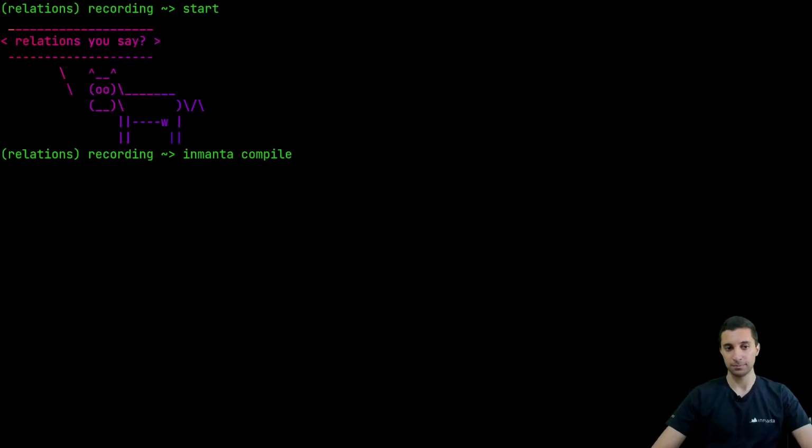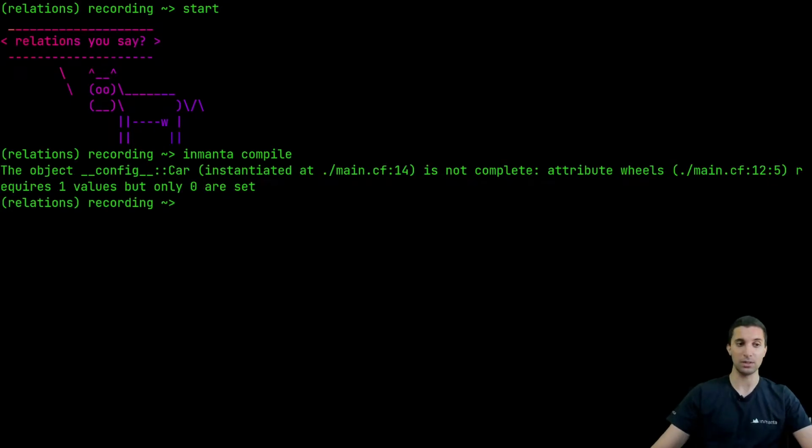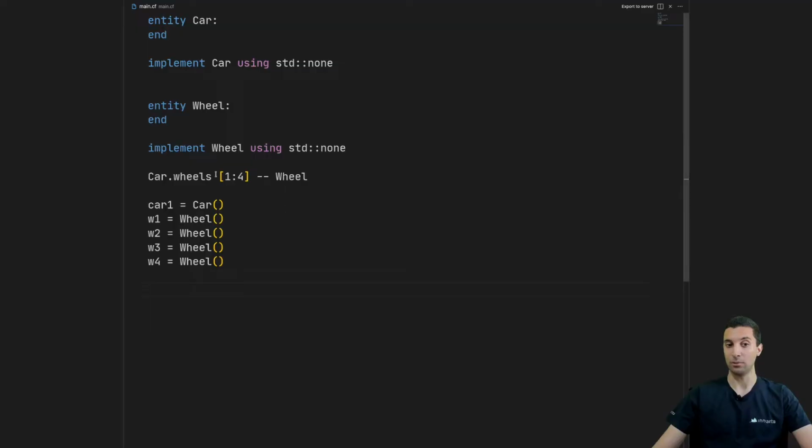Compile, and it failed. It says the object car requires one values, but only 0 are set. And why? Because we told it to at least expect 1. So let's fix this. How do we do that? Car1.wheels takes a list, W1, just like that. Now let's compile again.